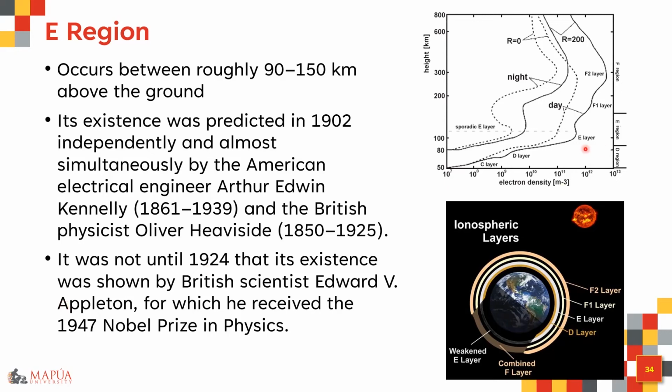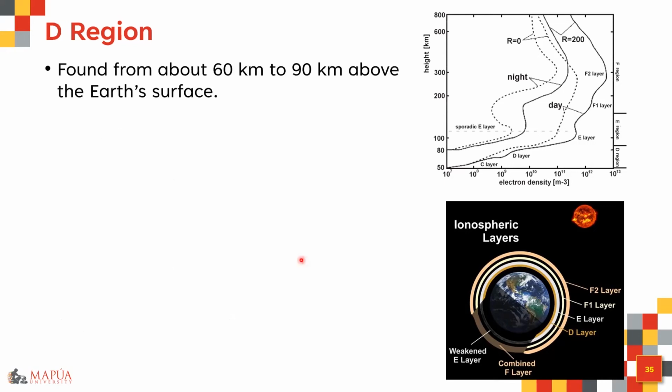And then the D layer was discovered later and was named D because it's before E. And then F was discovered later, and it is named F after E. So that's an alphabetical order. And in fact, if I'm not mistaken, this is the first and only Nobel Prize winner in physics that is related to space weather and radio wave propagation, in 1947. Now the D region is found at about 60 kilometers to 90 kilometers above the Earth's surface.